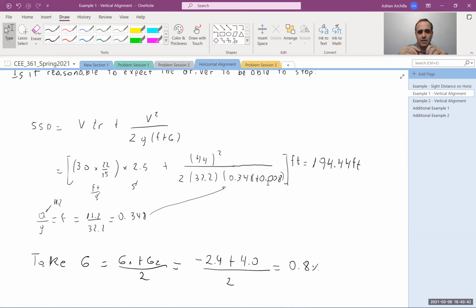Essentially, what would we have to do if we don't make this simplification to get the stopping sight distance? Can anybody guess what we would need to do? Integration. Sorry? Integration. I heard calculation, but I didn't hear anything else. I think he's saying integration. Integration. Okay, perfect. So yeah, integration.